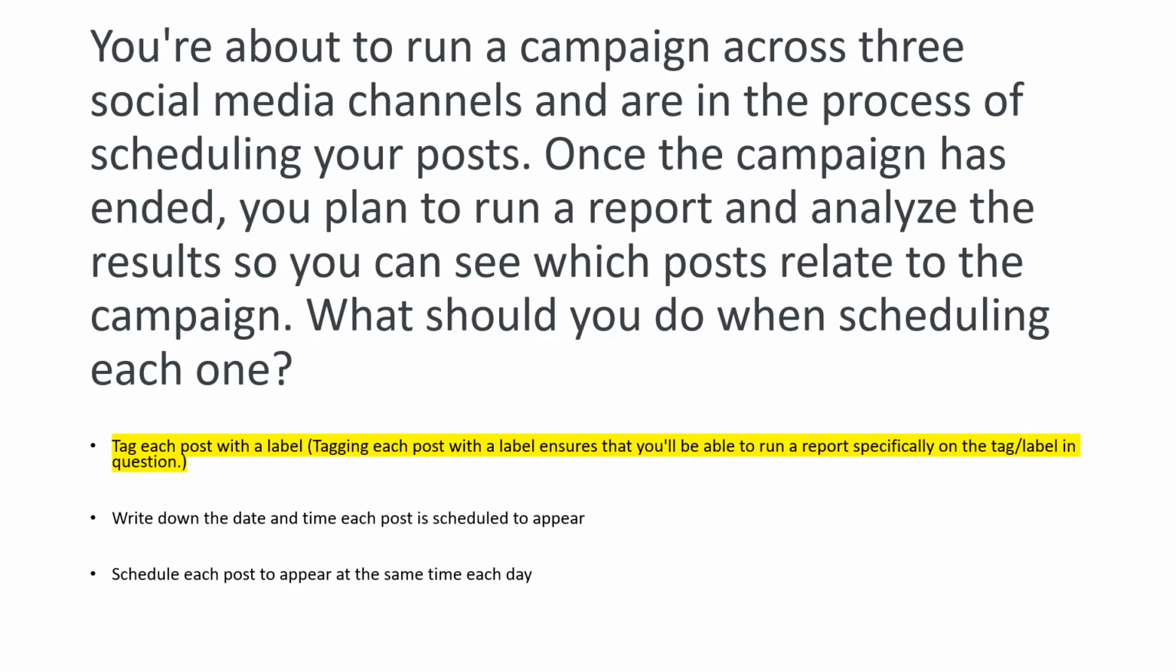31. You're about to run a campaign across 3 social media channels and are in the process of scheduling your posts. Once the campaign has ended, you plan to run a report and analyze the results so you can see which posts relate to the campaign. What should you do when scheduling each one? Tag each post with a label. Tagging each post with a label ensures that you'll be able to run a report specifically on the tag label in question.